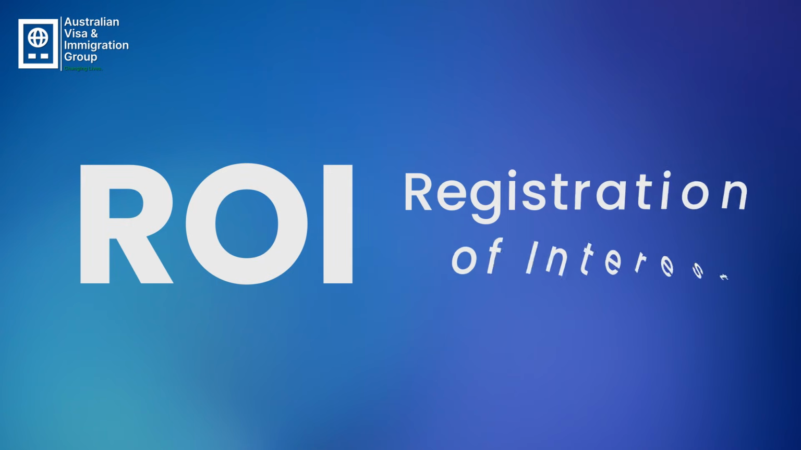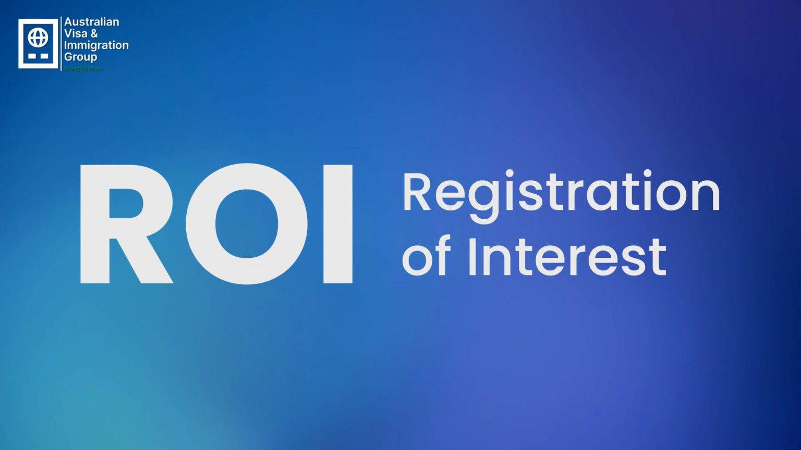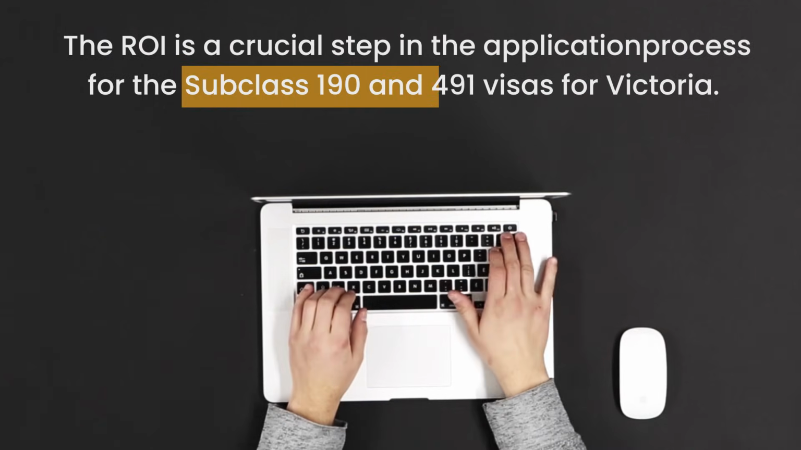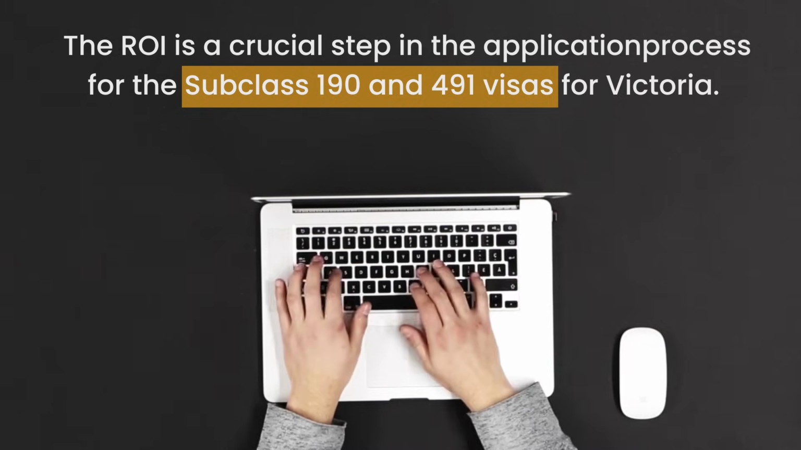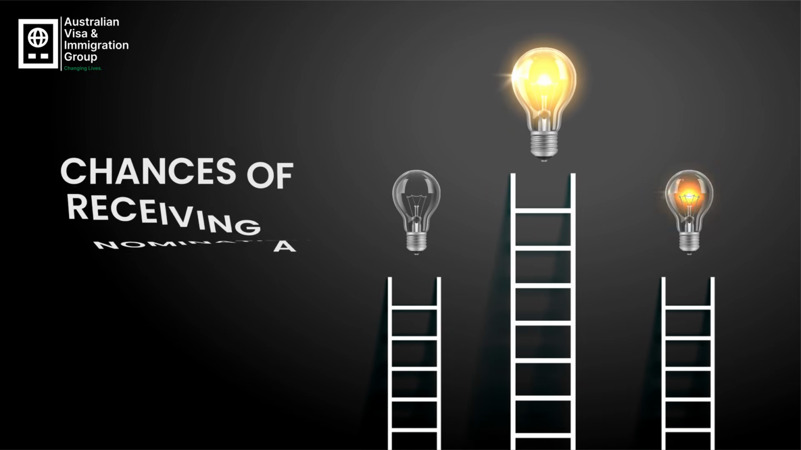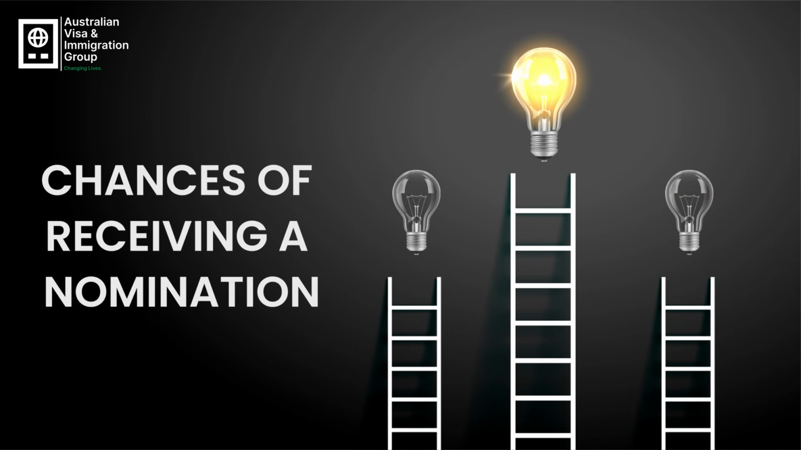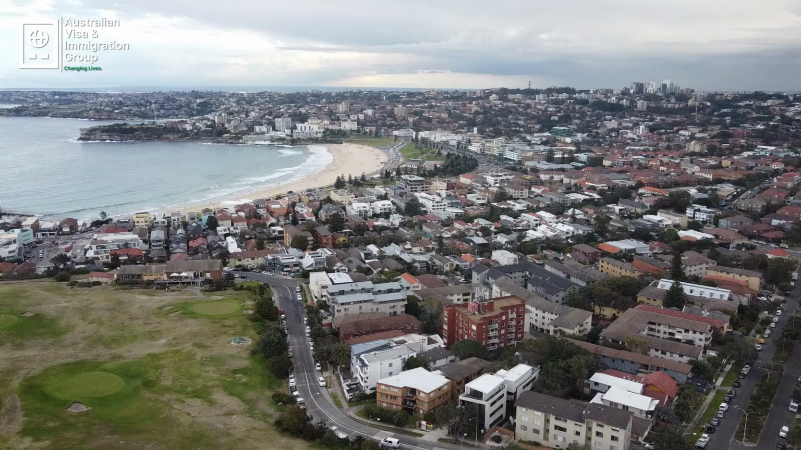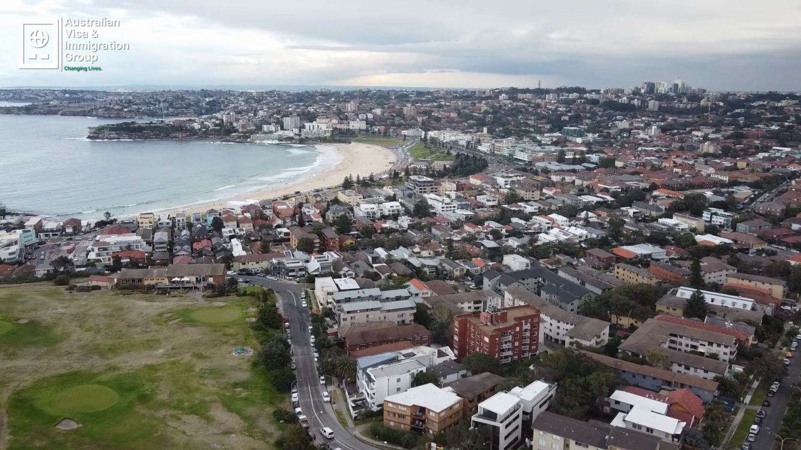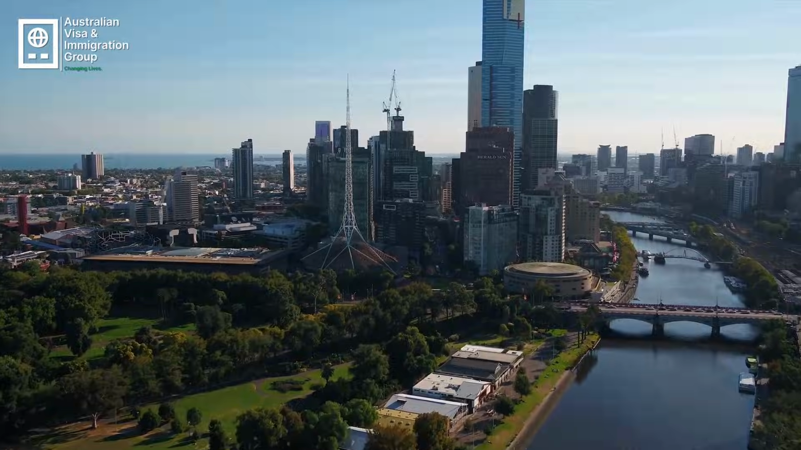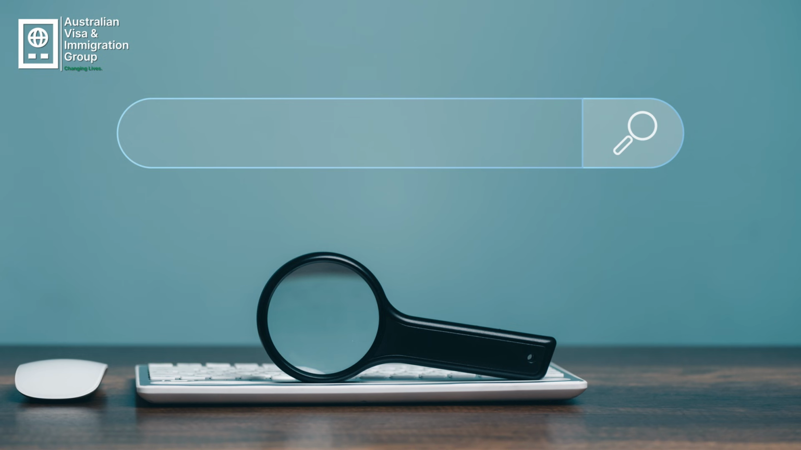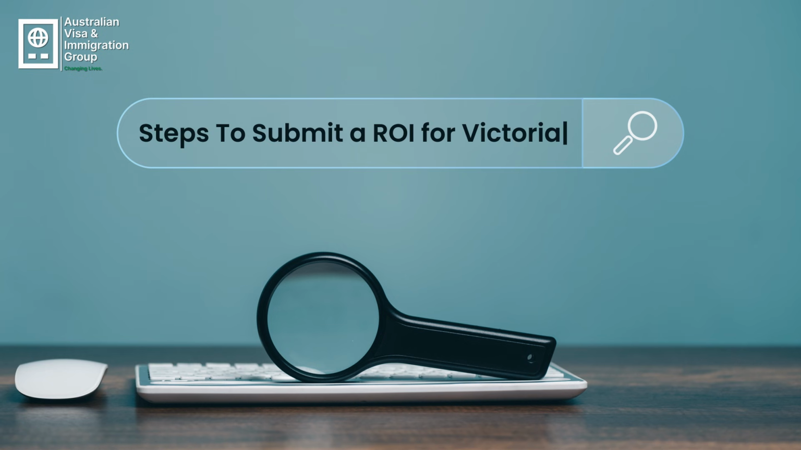Let's understand what a registration of interest, ROI, is. The ROI is a crucial step in the application process for the subclass 190 and 491 visas for Victoria. A strong ROI can significantly increase your chances of receiving a nomination for the 190 or 491 visa. It's basically your first impression to the Victorian government, expressing your interest in migrating or settling and contributing to their economy. It's a way for the state to assess your eligibility and invite you to apply for nomination. So, let's jump into the steps.